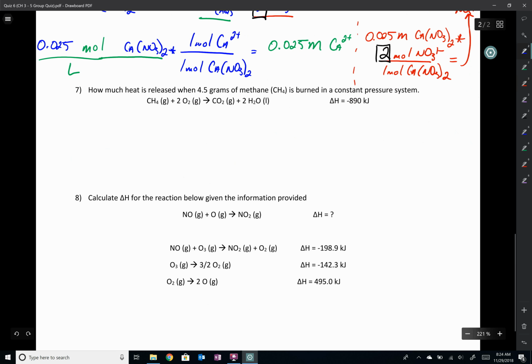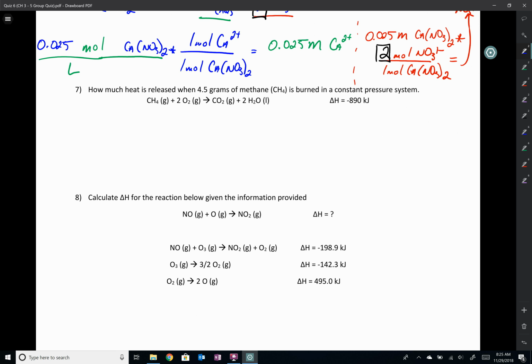All right, question 7. So how much heat is released when 4.5 grams of methane is burned? It gives us a balanced chemical equation. It's always important to check to make sure that your equation is balanced. And then the next thing to look at is, what is this equation telling us?